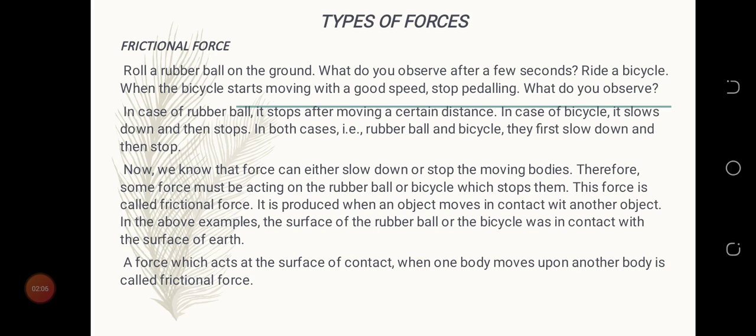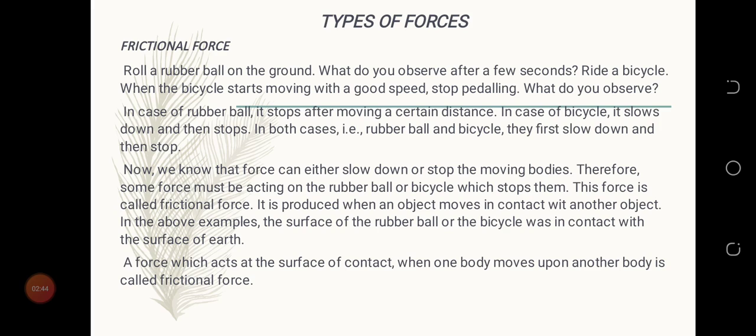In case of the rubber ball, it stops after moving a certain distance. In case of the bicycle, it slows down and then stops. In both cases, they first slow down and then stop. Now, we know that force can either slow down or stop moving bodies. Therefore, some force must be acting on the rubber ball or bicycle which stops them. This force is called frictional force.